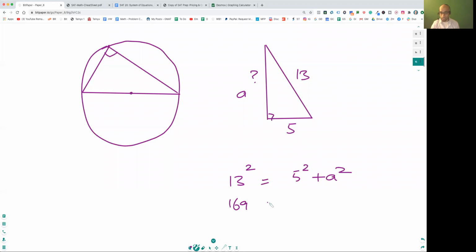13 squared is 169. This is 25. And of course, you can use your calculator. And then you get a squared is 144, right? You subtract 25. And so a is equal to 12. Okay, so a is equal to 12. Okay, well done, well done, well done.